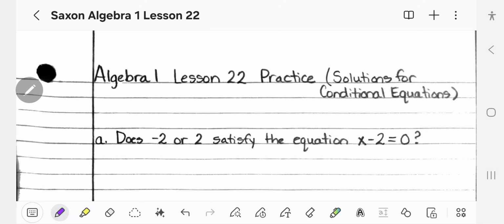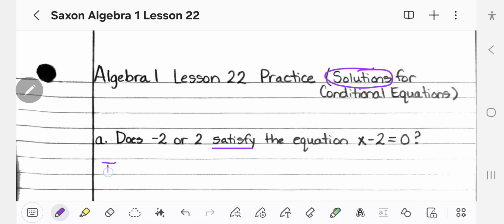For A, it says, does negative 2 or 2 satisfy the equation x minus 2 equals 0? So when they ask, does it satisfy, it's asking, is it a solution? Will it make it true?